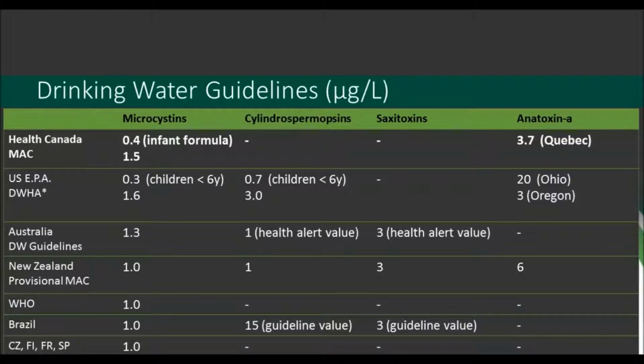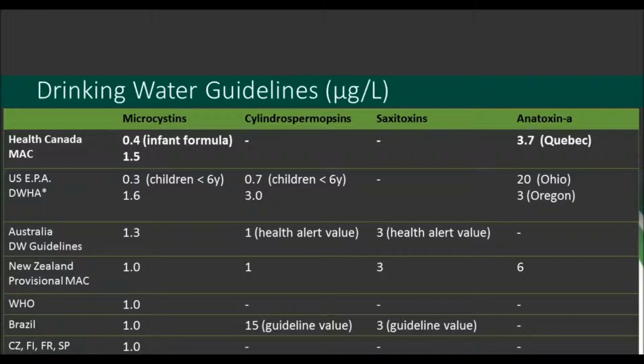So following the WHO implementing their provisional guideline, which was for microcystins only at 1 part per billion, most other countries that now have guideline values for cyanotoxins have built on that initial guideline. So for Canada, our maximum acceptable concentration set by Health Canada is 1.5, and that differs from the WHO limit based on the fact our drinking water consumption patterns and body weight are different from the global averages used by the WHO figure.